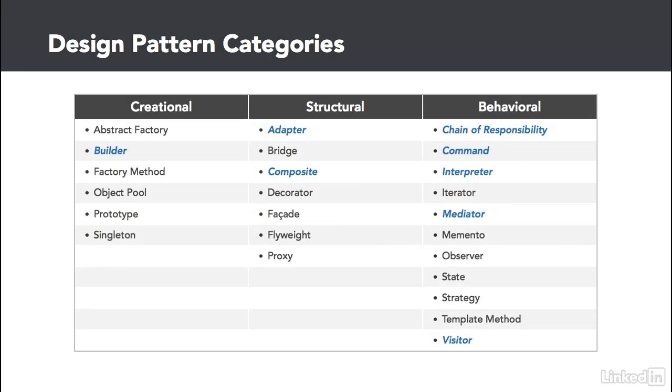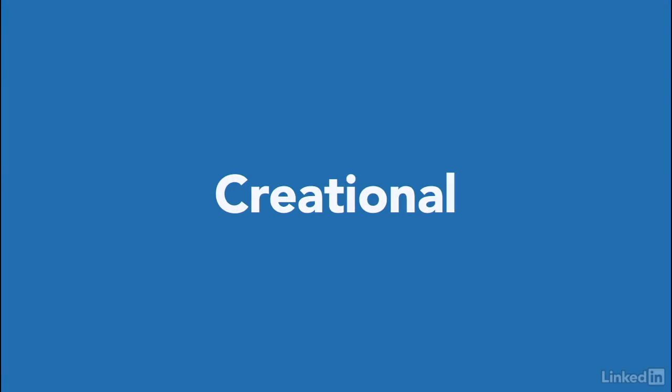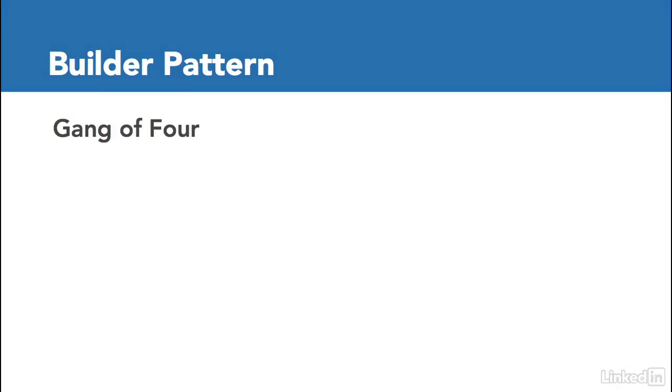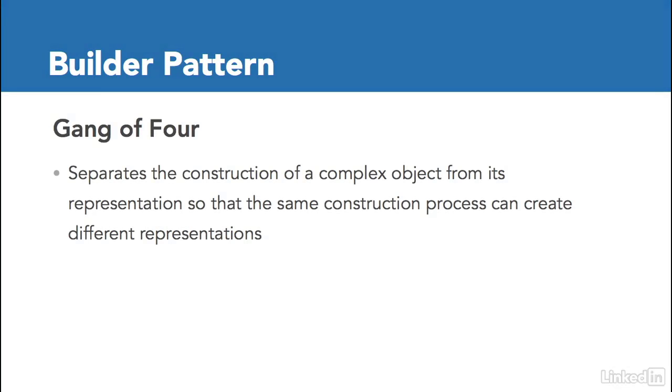Highlighted in this chart are the patterns that we'll be covering in this course. And we'll be kicking it off with a creational pattern. That's up next. The first pattern I'll review is a creational pattern called Builder. Now, the Gang of Four describes the Builder pattern as being used to separate the construction of a complex object from its representation so that the same construction process can create different representations.